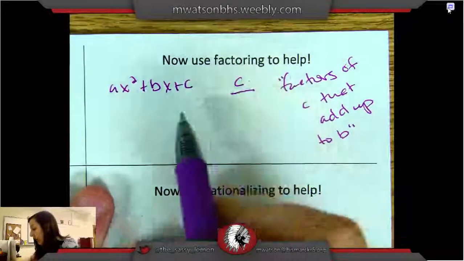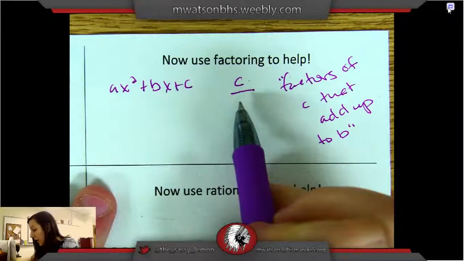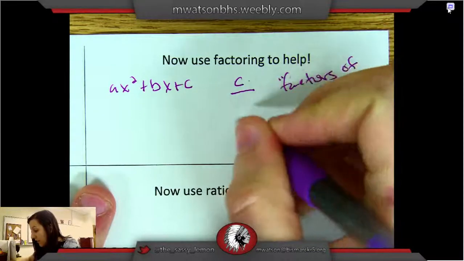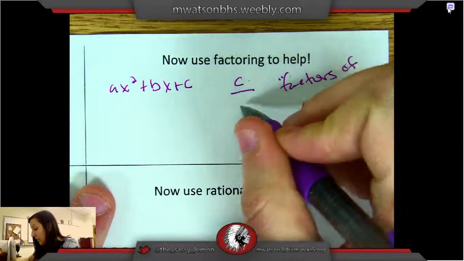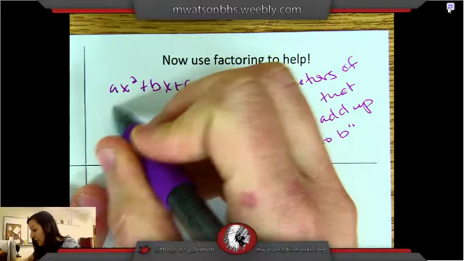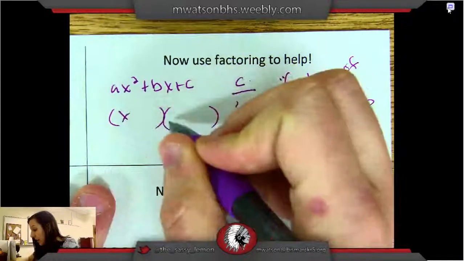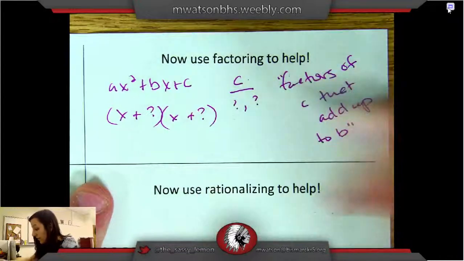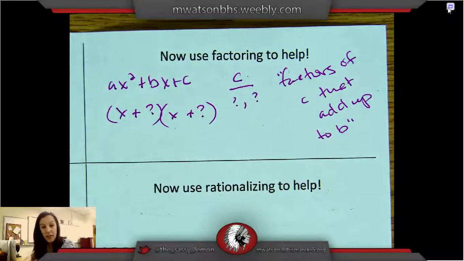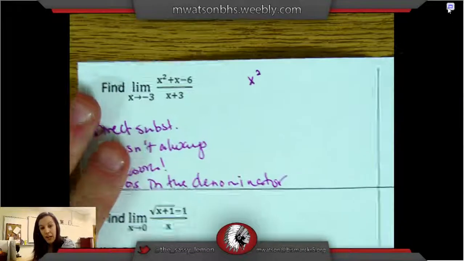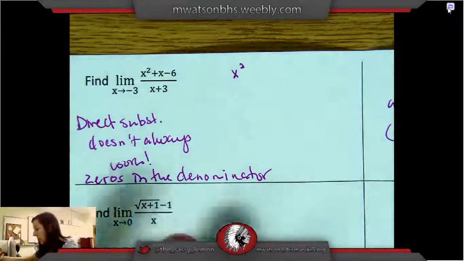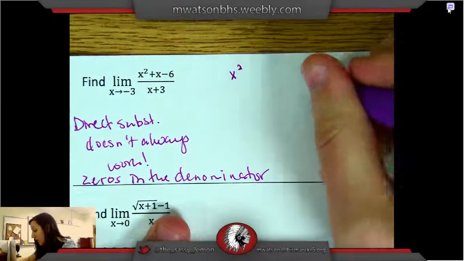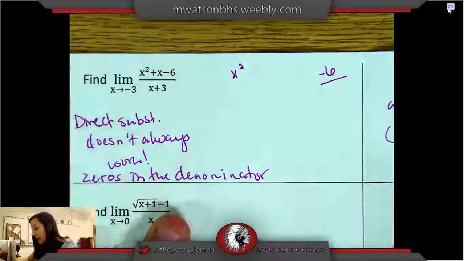And so usually I would put my constant over here, and I would find the factors, and there would be 2 of them, and then you would plug them in the parentheses like so. So that's how you factor. So when we go back over here, what are my factors of c that add up to b? So what are the factors of negative 6 that add up to 1?